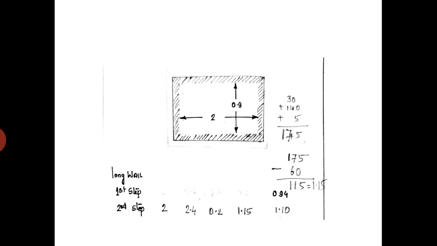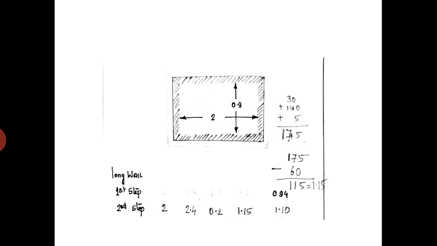In the first step, there are two long walls. The length will be 2.6, the breadth will be 0.3 and the height will be 0.6. Then if you multiply 2.6, 0.3 and 0.6, you will get 0.94. That is the first step.